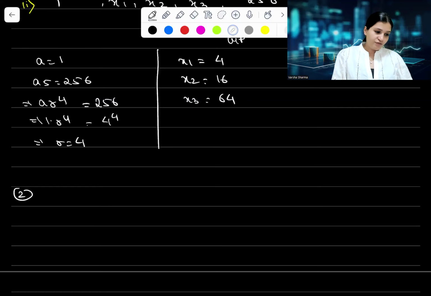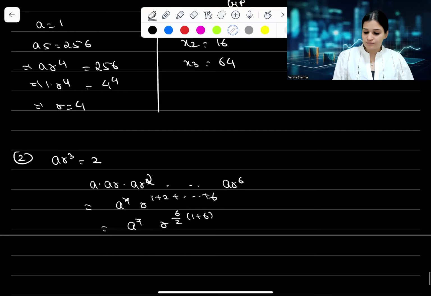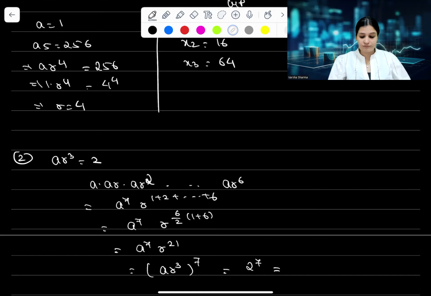Question number 2. The fourth term of a GP is 2, that is ar cubed is 2. The product of the first 7 terms: first, second, third, up to 7th. A appears 7 times, and for r, same base multiply, add powers. So this is an AP: number of terms by 2 times first term plus last term. A^7, r^21. Taking power 7 common, so 2^7.